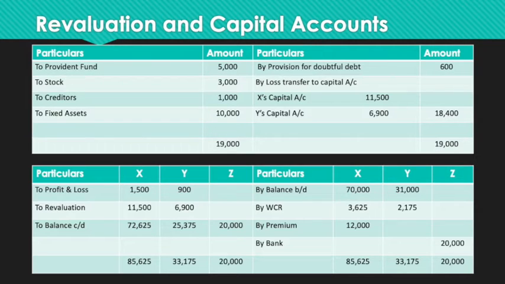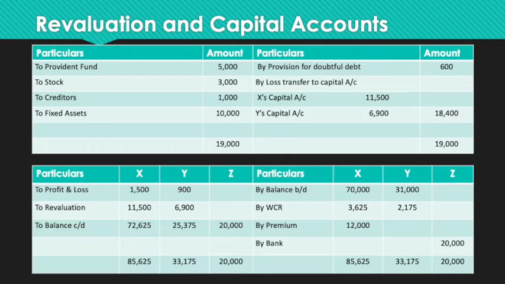Now the total of Y was 33,175. From this we have subtracted 7,800. How did I get that? 900 plus 6,900. So I have subtracted 7,800 to get a figure of 25,375. So the balance of X is 72,625 and the balance of Y is 25,375, and Z has only the capital brought in, that is 20,000.